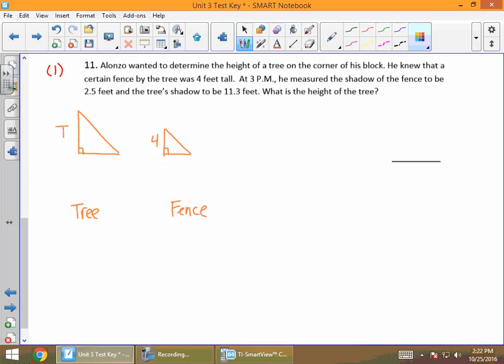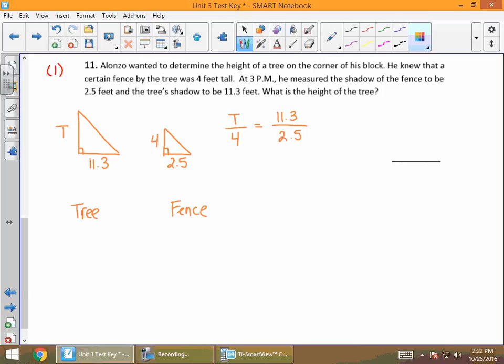At 3 p.m., he measures the shadows. The shadow of the fence is 2.5 feet. So 2.5, shadow down on the ground. The shadow of the tree is 11.3. And now I can set up my proportion. These 2 triangles are similar by angle-angle, we talked about that in class. So, 2 proportions. Left triangle, I'll go height, T, and then shadow, 11.3. And then the fence height, 4, and the shadow 2.5.